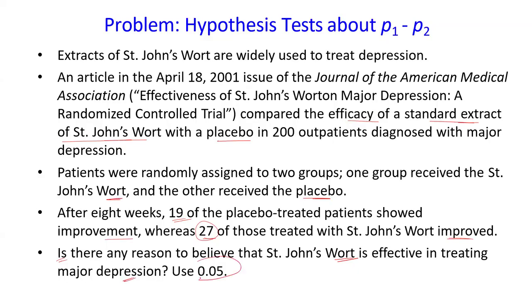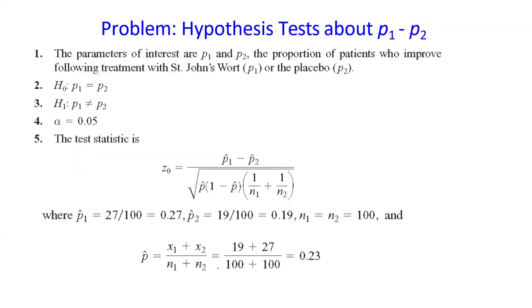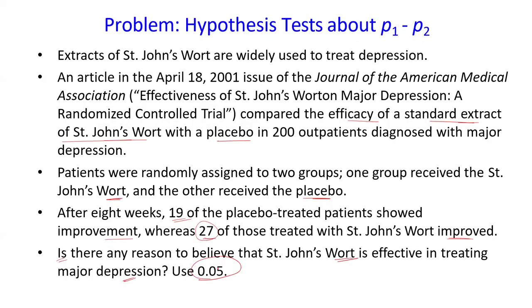Okay, and they have mentioned to use 0.05 as your significance level. Now, it is a proportion. I want to compare the proportion of patients who have shown improvement by using the placebo treatment with the proportion of people who have shown improvement by taking this particular wart treatment.